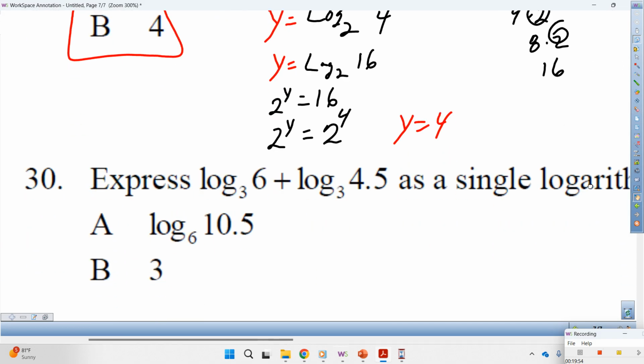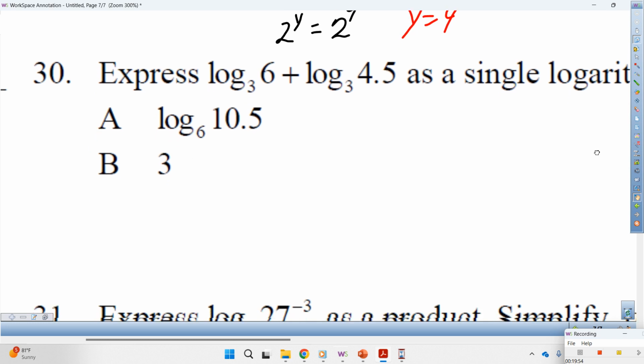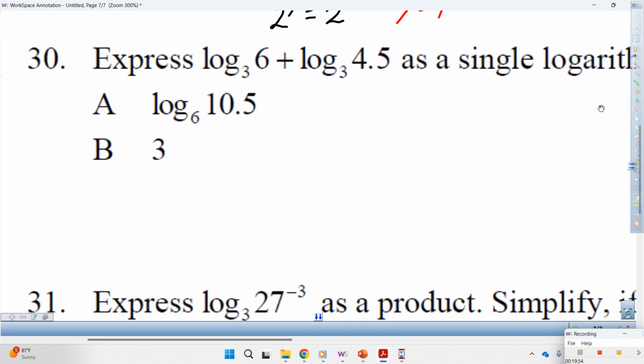All right, go to number 30. Let's see, what do we check first? Do we have the same base? Yes. Do we have a subtraction? No, we have addition now. Tell your neighbor what to do with the given numbers once you have addition. Remind them, what do we do? Well, first we write one log. And what happens to the given numbers?